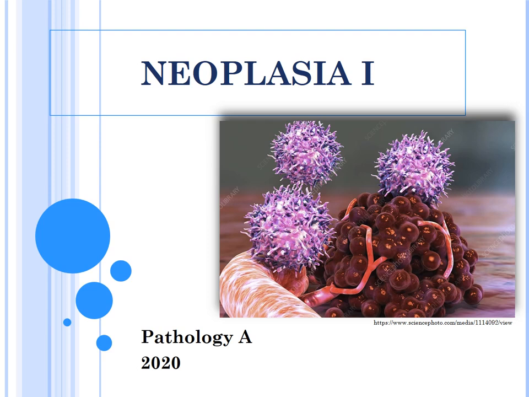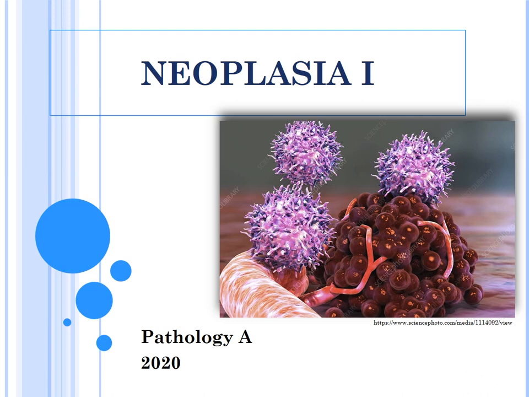Good day. We are going to start with a new chapter. And if you have seen the chapter in your textbook, this is a very long topic. That is why it has been divided into two parts, Neoplasia 1 and Neoplasia 2. All the molecular pathology has been lumped into Neoplasia 2, and all the introduction and other concepts up to the time the disease is diagnosed is in Neoplasia 1.